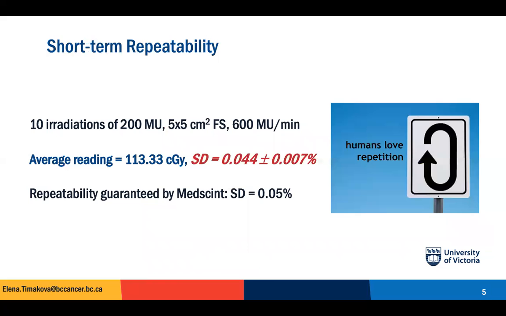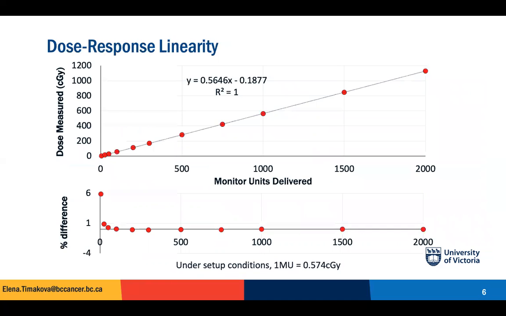This dosimetry system showed excellent short-term repeatability with a standard deviation of only 0.04% for 10 readings. It also showed excellent dose response linearity all the way to 2,000 monitor units. We did notice a small dose nonlinearity at really small doses of about 2.5 centigray. So we saw a 6% difference between the measured value and the value predicted by the linear fit. Medscint is aware of this problem and they are releasing a new software update. So hopefully that will be fixed or released shortly.